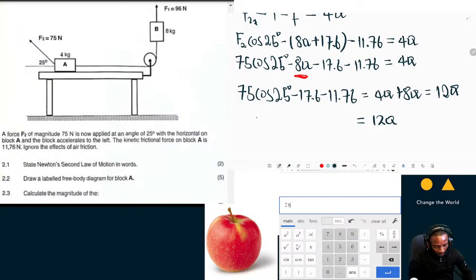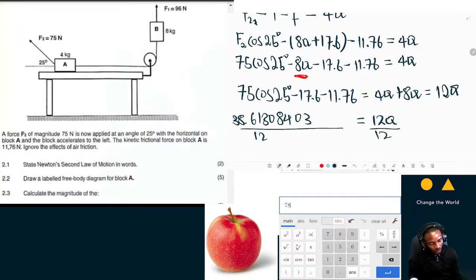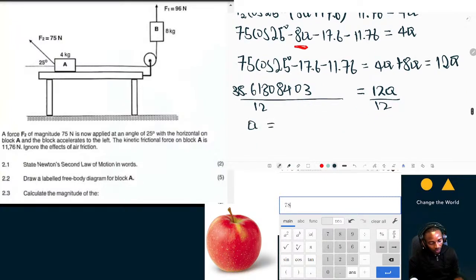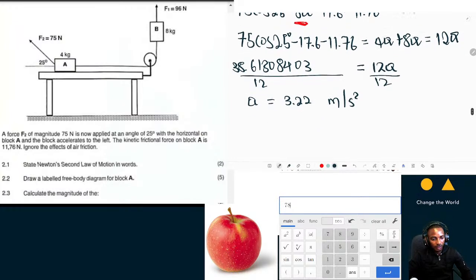This is equal to 38.6130... Then I'm going to divide by 12 on both sides. Then my acceleration will be equal to 3.22 meters per second squared. That's our acceleration for block A. Then we're done.